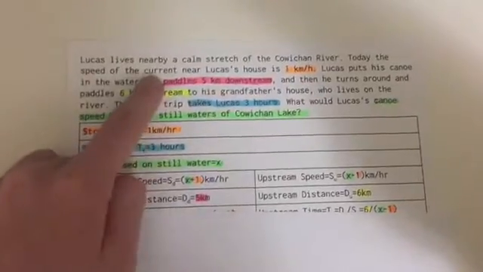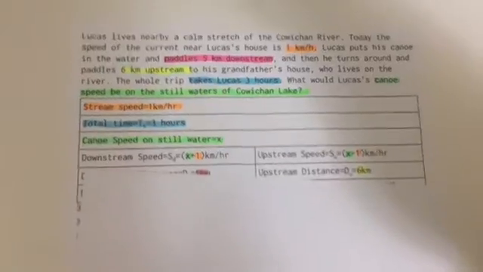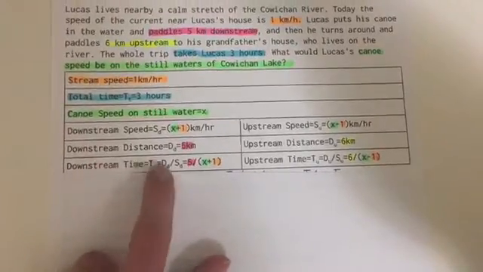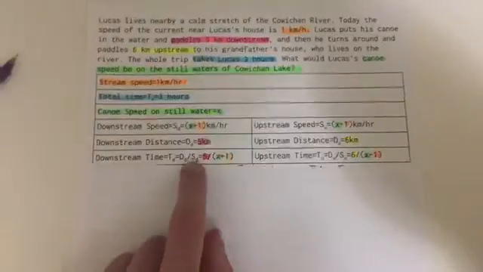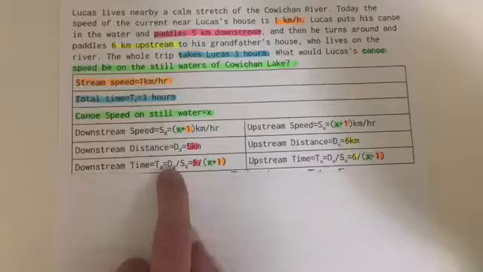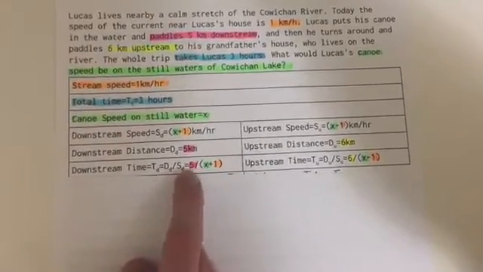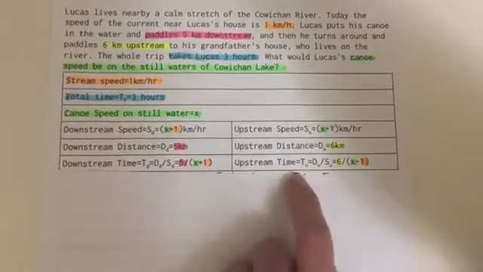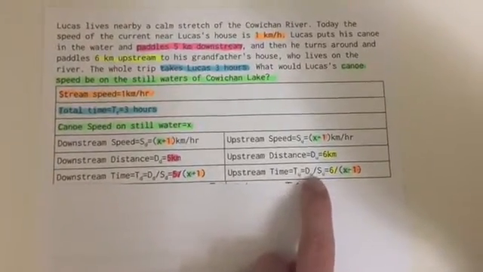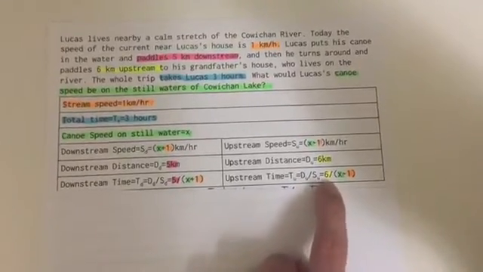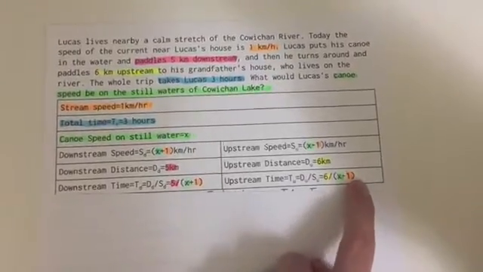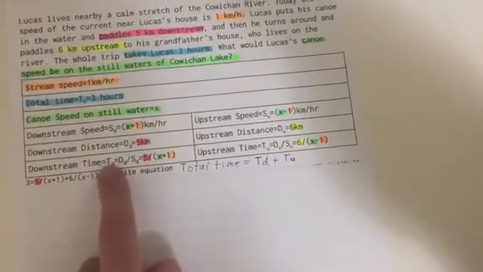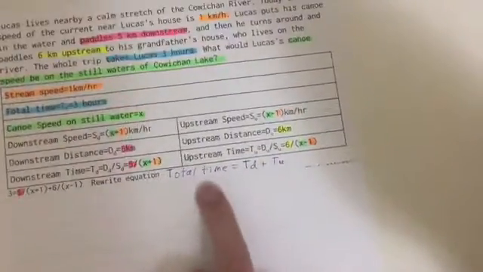The downstream distance is 5 kilometers, and the upstream distance in yellow there is 6 kilometers. So then we're able to determine that the downstream time, which would be downstream distance divided by the downstream speed, or 5 divided by x plus 1. And we also know the upstream time, which would be the distance upstream divided by the speed upstream, which is 6 divided by x minus 1. And we know that the total time is 3 hours. So then we know that the downstream time, which is TD, and the upstream time, which is TU, will equal the total amount of time.